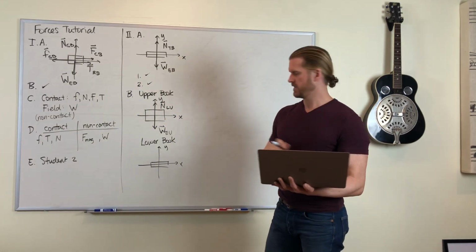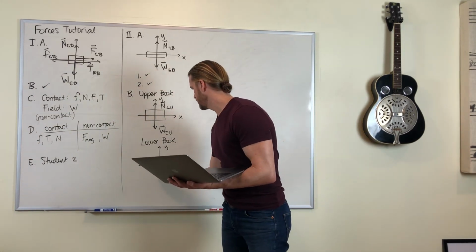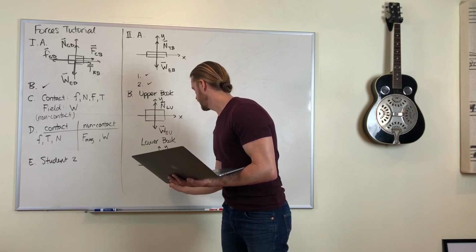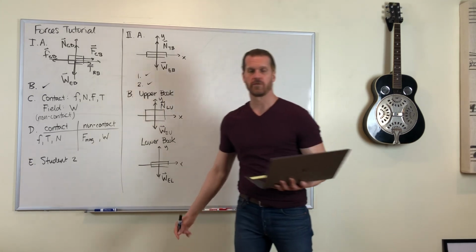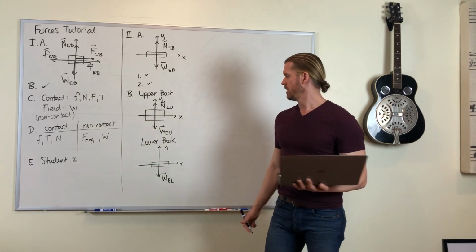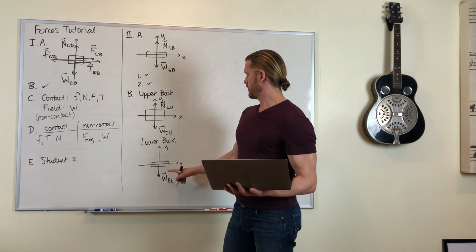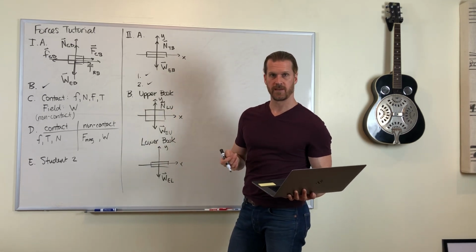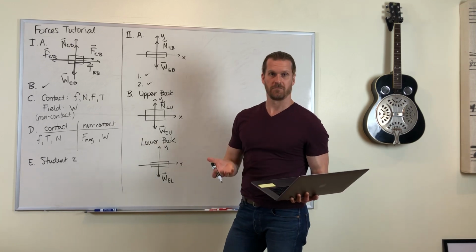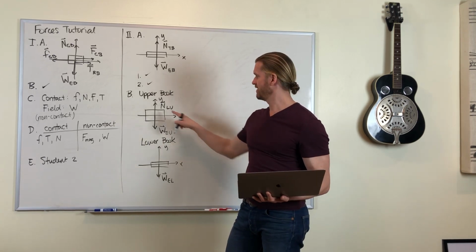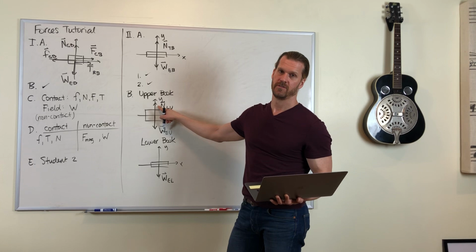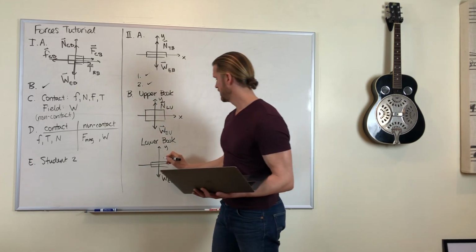That lower book is, of course, experiencing gravity. There's the gravity force of the earth pulling on the lower book. That lower book is getting squished by the upper book. That squish is the Newton's third law pair of this normal force. It's the normal force of the upper book pushing on the lower book.